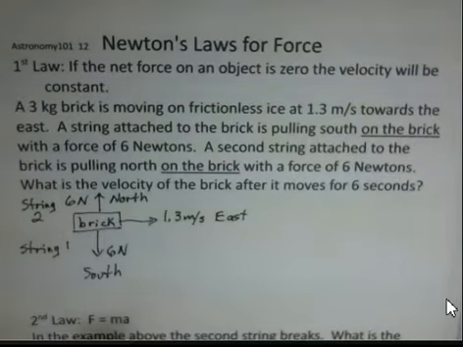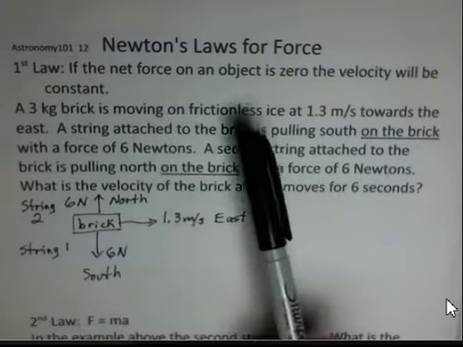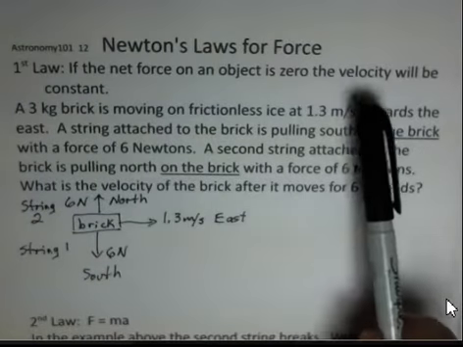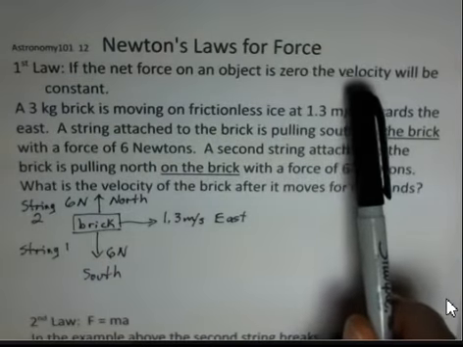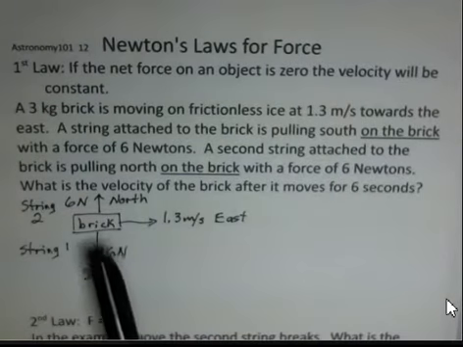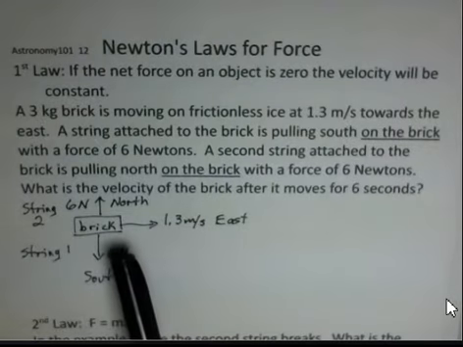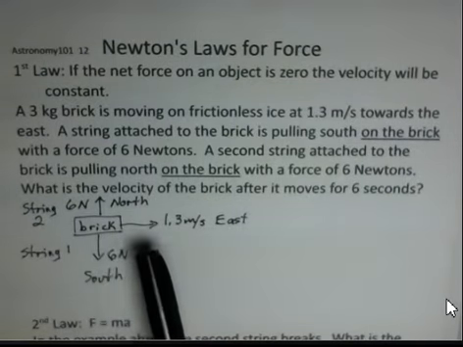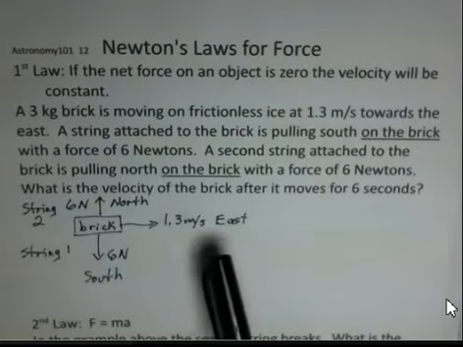So our first law, Newton's first law, says that if the net force on an object is 0, the velocity will be constant. The velocity being constant means the speed is constant, the meters per second, and the direction is constant. So we're going to take a 3-kilogram brick. We're looking down on the top of this brick, and it's traveling on frictionless ice. That's a common physics medium. No friction with the brick on the ice, traveling at 1.3 meters per second towards the east.